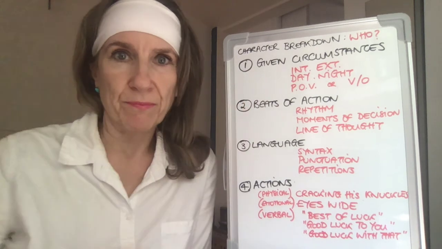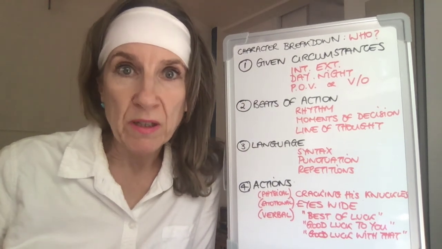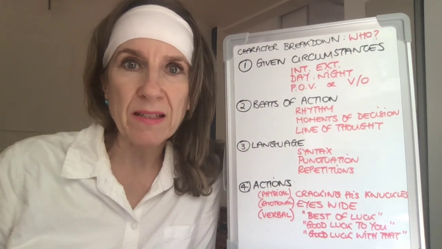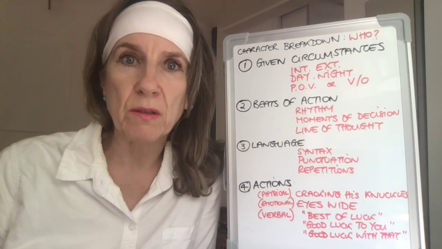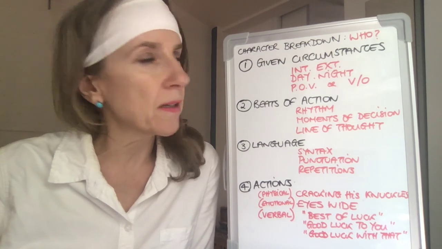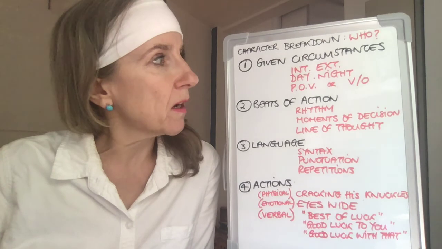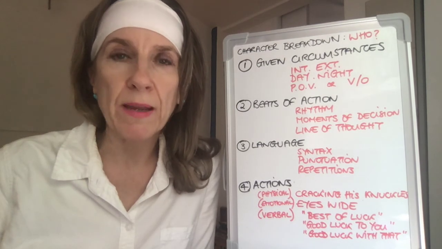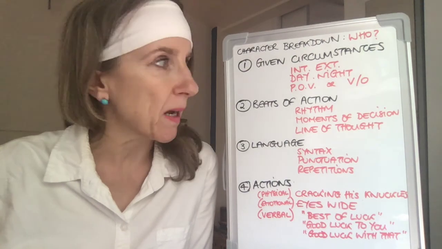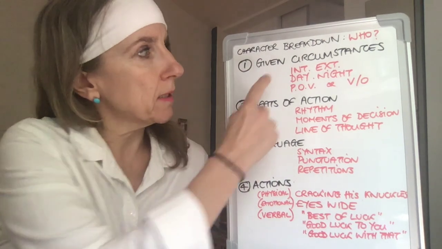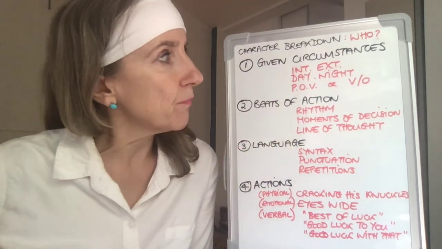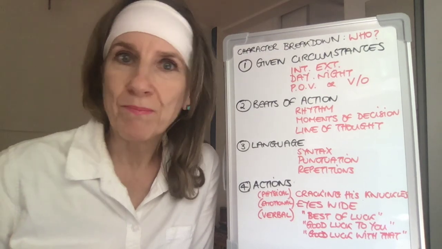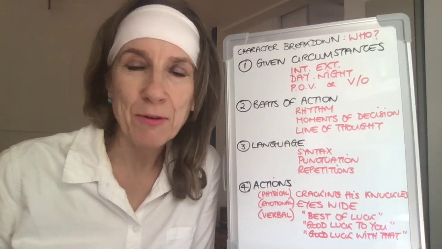Then, onto the script. The very first thing I always do is look at the basic given circumstances that the script's given me. And if we're talking about television and film, there's three really crucial things that I find help me understand what the atmosphere of the scene's going to be about. First of all, is it interior or exterior?